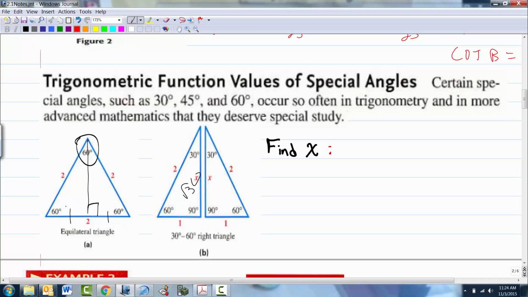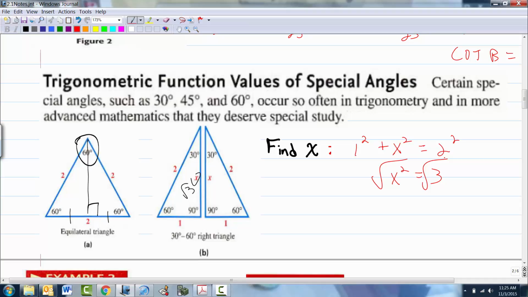Okay, it bisects. And by the way, this is equiangular, so it's equilateral. And they just made a choice to make all the sides 2. Then they dropped the altitude, and then this is bisected, so this is 1 here. So how do I find x? Through the glory and power of the Pythagorean theorem. And then 2 squared is 4, minus 1 is 3. And then you get root 3.